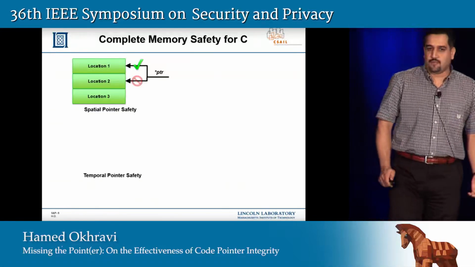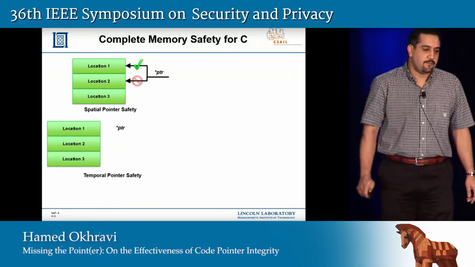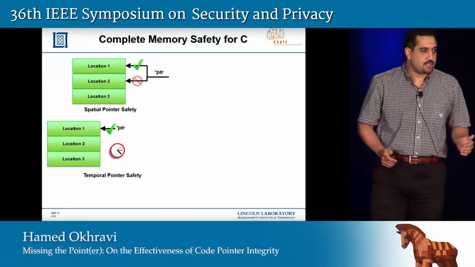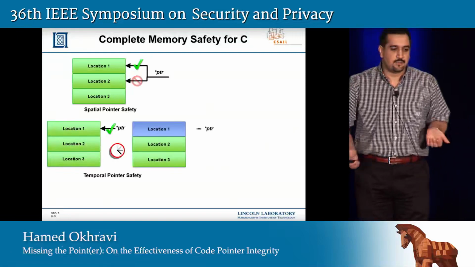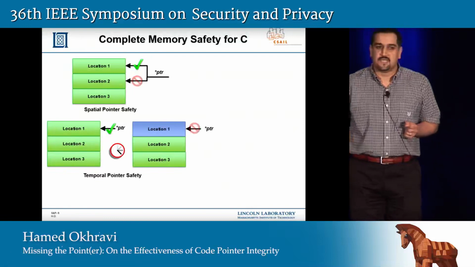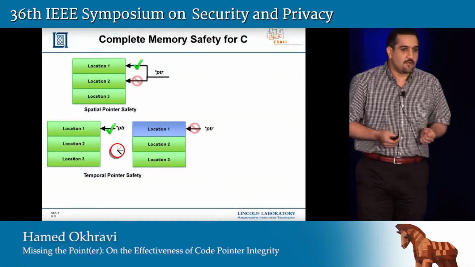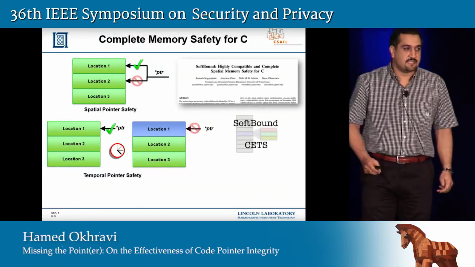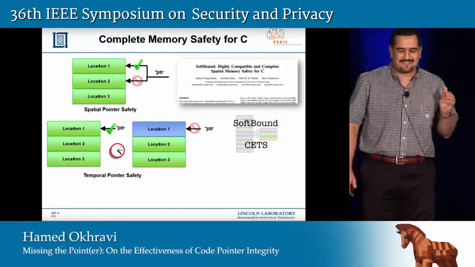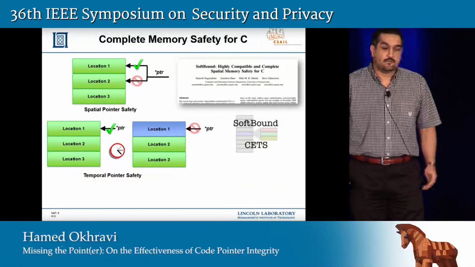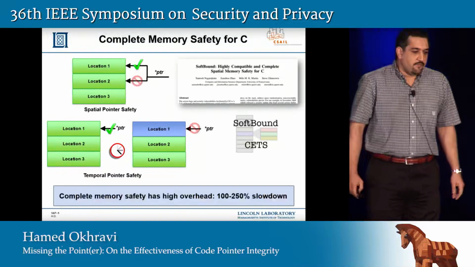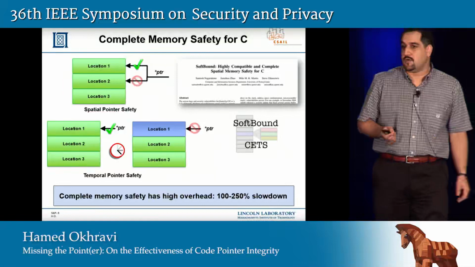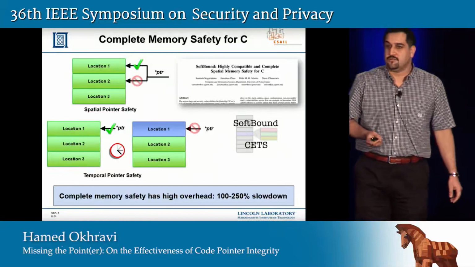The second property is temporal pointer safety, meaning that a pointer may be able to point to a location, but after some time, when that location is holding some other data value, the pointer is not allowed to point to that location. And there are techniques that have been implemented in the community that provide complete memory safety. For example, the softbound technique plus its CETS extension. It provides complete memory safety. Unfortunately, for unmanaged languages like C, C++, that comes at a high cost, more than 100% overhead usually.